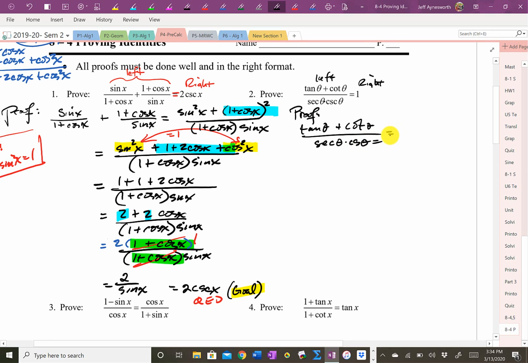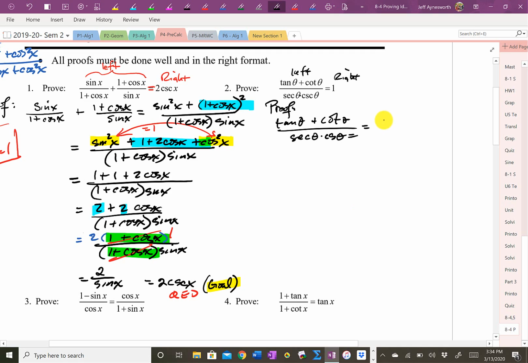Well, we always write things in terms of sine and cosine. So let me do that. Tangent of theta we know is sine of theta divided by cosine theta, plus, now this is the reciprocal of that, cosine theta divided by sine theta. And then secant of theta is 1 over cosine theta, times 1 over sine theta.